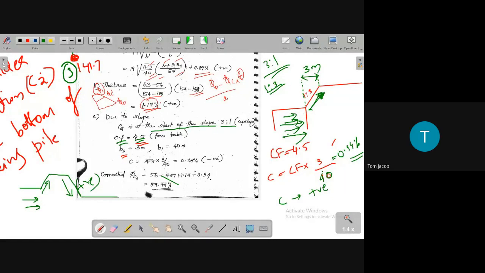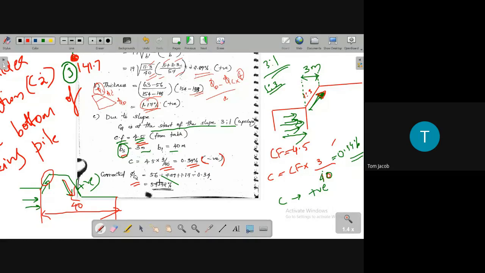So first find out BS. BS is the width of the flow, that is equal to 3 meters. Then B1 is the gap distance between the 2 piles. The slope is in between these 2 piles. Looking at the figure, this is 1 pile and this is the other pile. So B1 is the gap distance between those piles, that is equal to 40. Therefore C equals 4.5 into 3/40, equal to 0.34. And when the slope is in the upward direction of the flow, it is negative, and when it is in the downward direction, it is positive.